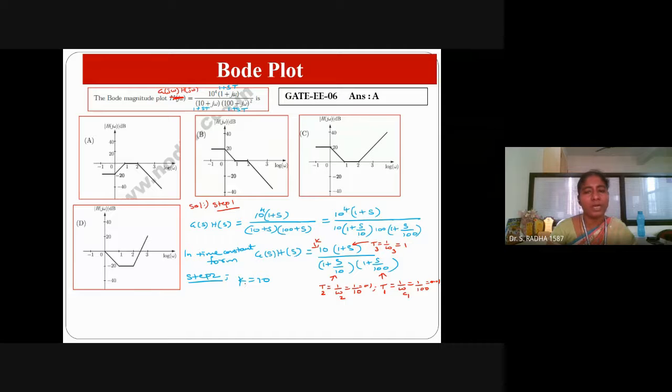Now I have to go with the initial magnitude. Step number 3: I will go with the initial magnitude calculation.